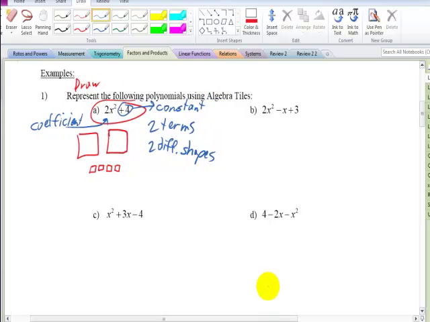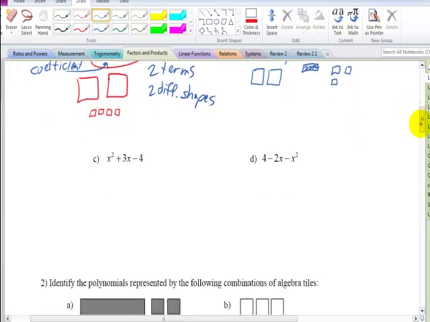Please draw B now. Be careful with your negative sign. How many different terms are there? And how many different shapes are there? 3. Okay. So draw, please. So 2x squared, a minus x, and a plus 3. And there's 3 different terms, 3 different shapes. Okay, do the next 2. Go.